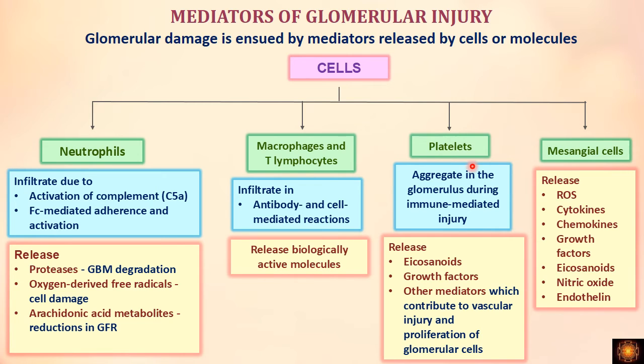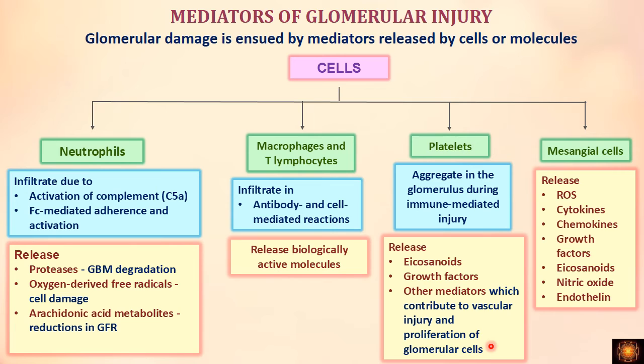Then the platelets. So when the endothelial cells are damaged by this immune complex deposition, what happens? The anticoagulant property of the endothelium will change into procoagulant. So we have small microthrombi and platelet aggregates. So when the platelet aggregates are formed, then what happens? We have the activation of the platelets, and these platelets release eicosanoids, growth factors and mediators. So growth factors cause the proliferation of the glomerular cells.